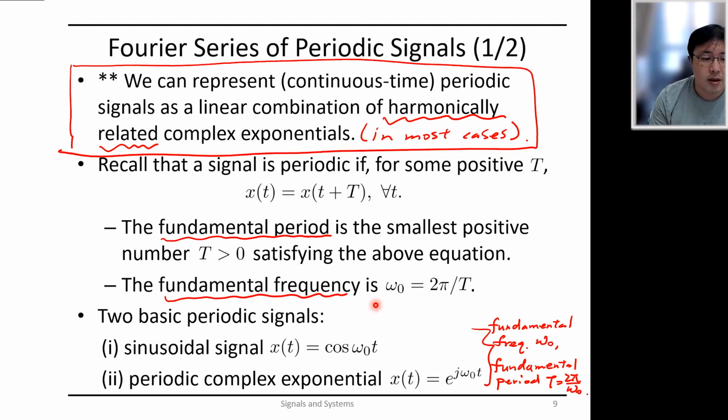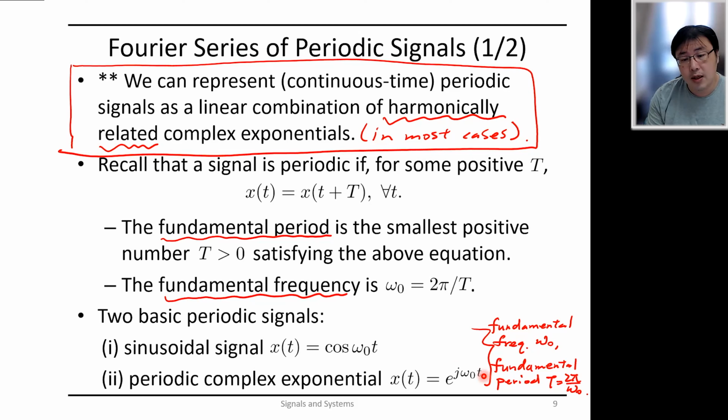So two basic examples of periodic signals with fundamental frequency omega naught are either the sinusoidal signal cosine omega naught t or the periodic complex exponential e to the j omega naught t. Now suppose we start by looking at this complex exponential e to the j omega naught t. This is a periodic signal with period capital T.